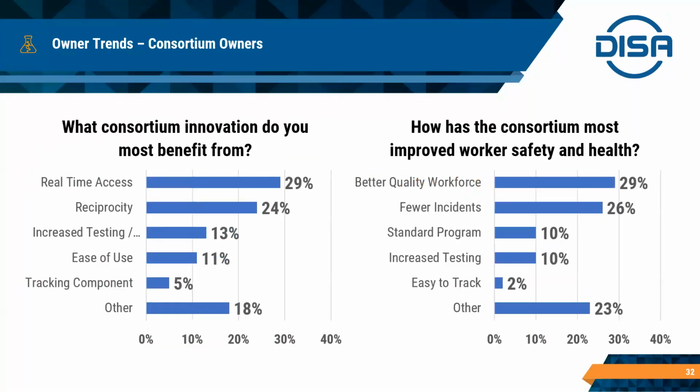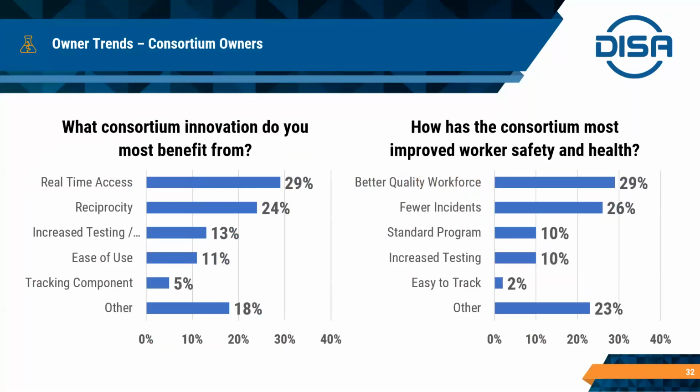So what consortium innovation do you most benefit from? Real-time access was number one with 29%, reciprocity at 24%. That's allowing an employee to go from contractor to contractor, but also, more importantly, that contractor going from owner site to owner site. And then you've got these additional program benefits: the increased testing of very specific drugs and methodologies, the ease of use, the tracking component.